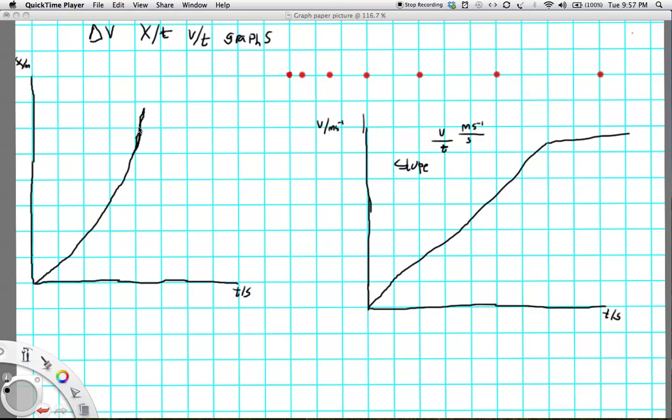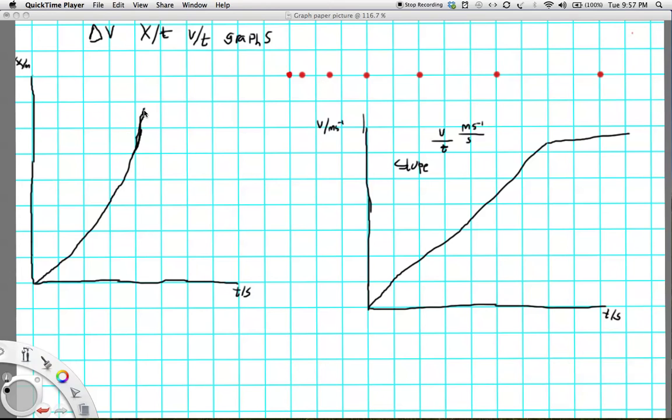Okay, this is about velocity, changing velocity. The delta means change, v is velocity, and we're going to be doing x-t graphs, or position-time graphs, and v-t graphs, or velocity-time graphs. All right.